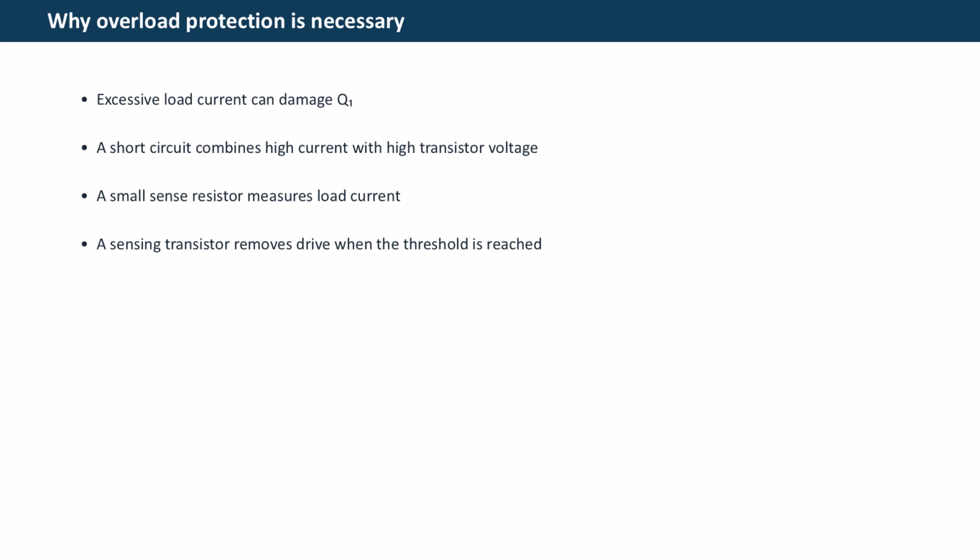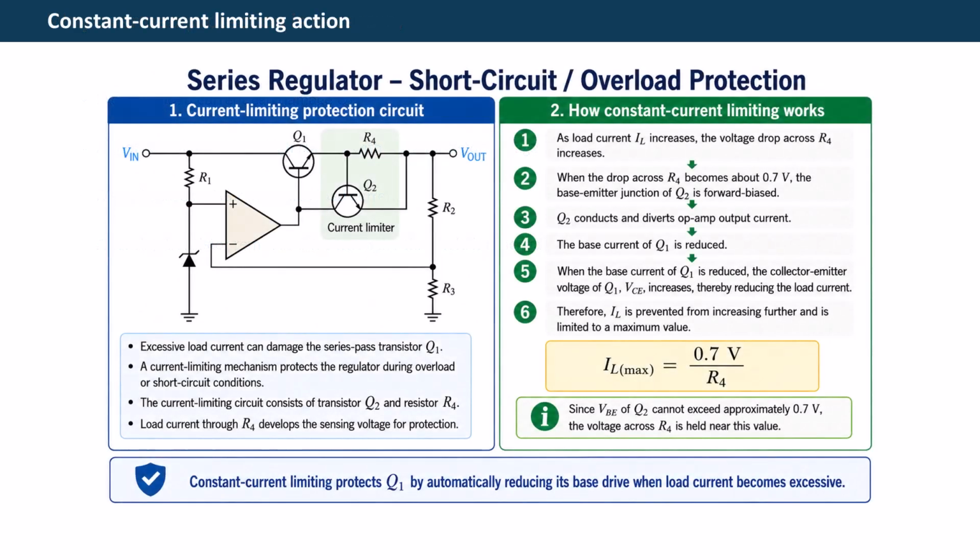A short circuit is especially dangerous because the output collapses while the pass transistor may carry a large current. Current limiting detects the load current and reduces the series transistor drive before the device exceeds its safe region. Excessive load current can damage the series pass transistor Q1. A current limiting mechanism protects the regulator during overload or short circuit conditions.